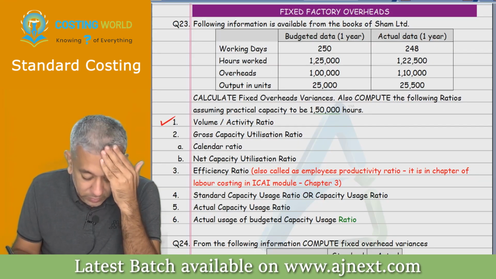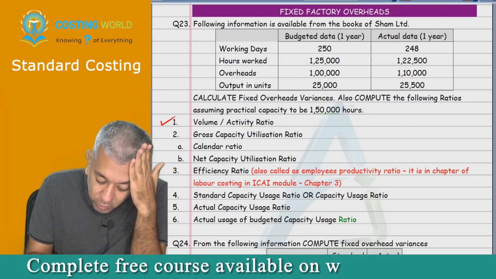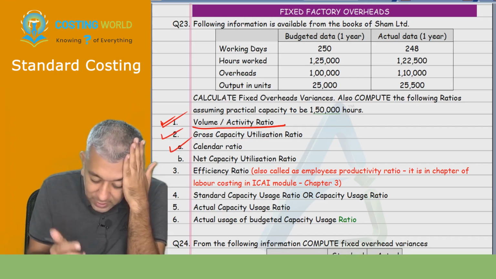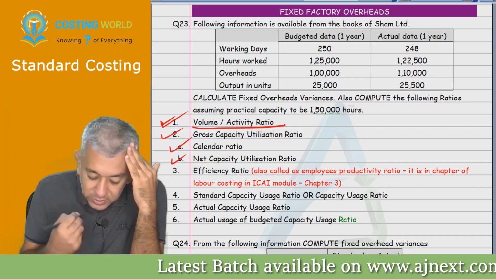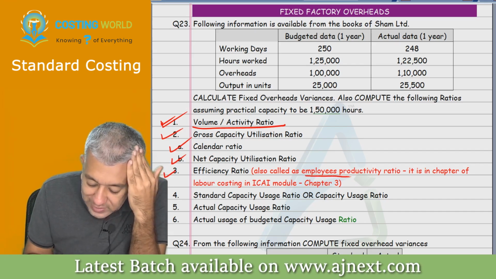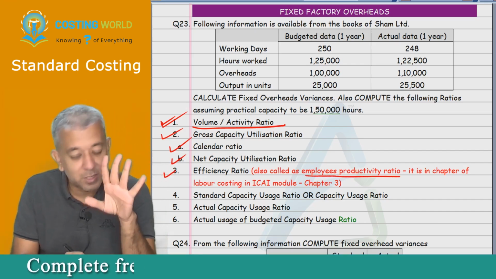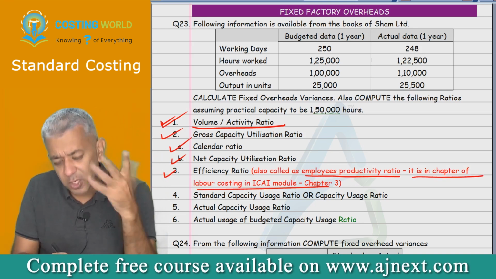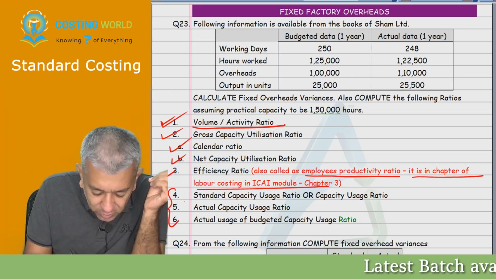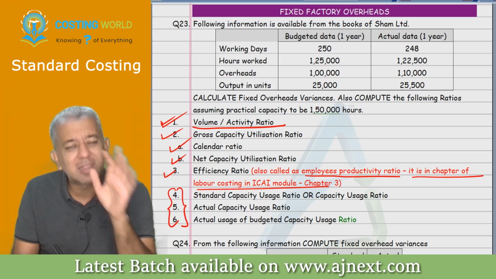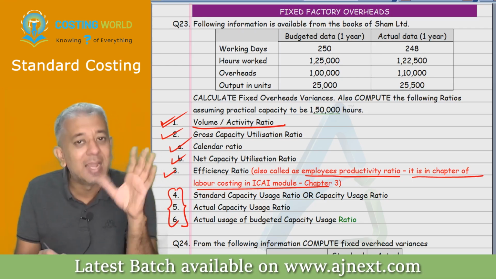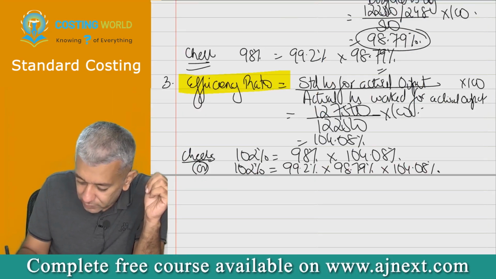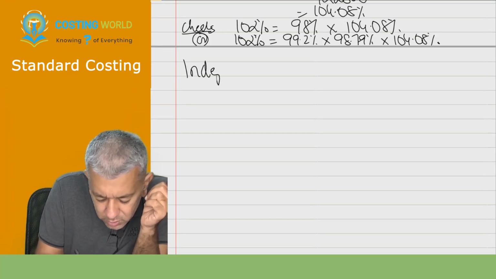Listen. Now, in this I have taught you all activity ratio, done. Gross capacity utilization ratio, done. Calendar ratio, done. Net capacity utilization ratio, done. Efficiency ratio, also called employees productivity ratio. You do remember this, please. It's in the chapter of labor costing in the ICA module. So, productivity ratio I have done now for you all. Then, these three are extra ratios. They have got nothing to do with the variances that you all have done. Just standalone ratios only, beta. Okay. So, let's start doing them. You all write down independent ratios.